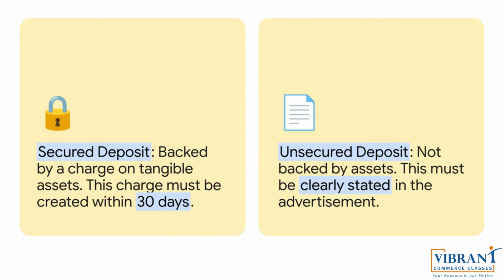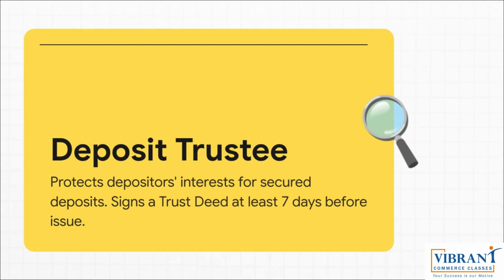The big difference maker is something called a charge. Just think of a charge as collateral. For a secured deposit, the company is pledging some of its assets, like land or buildings. If they default, the depositors have a claim on that stuff. With an unsecured deposit, well, you're relying purely on the company's promise. There's no safety net.